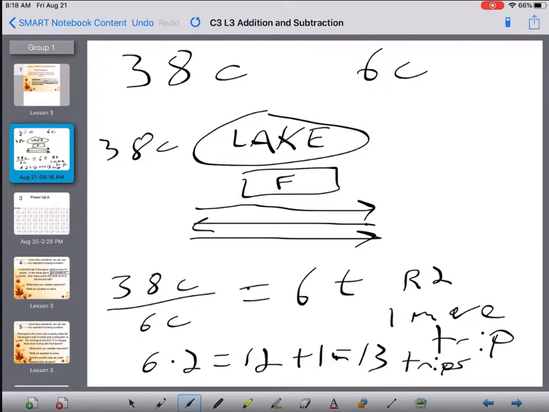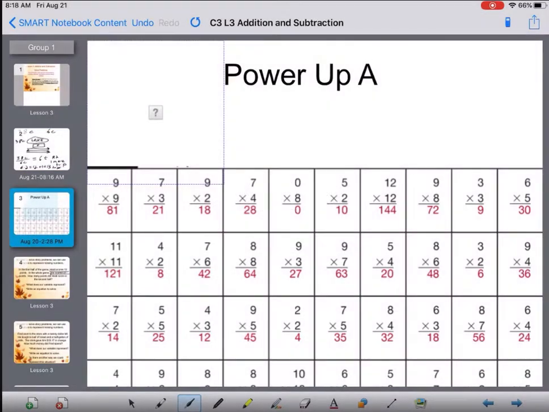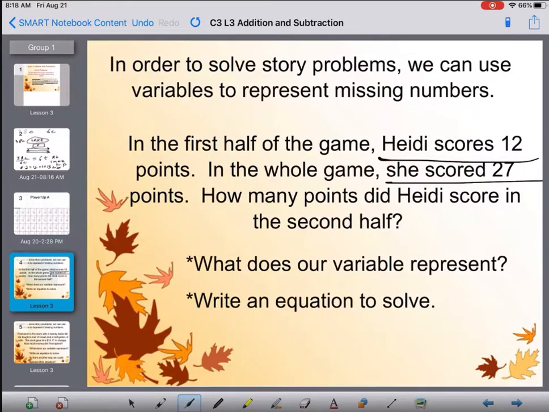All right, so our Power Up A was done on the Google form. Now looking at a few things here. In order to solve story problems, we can use variables to represent missing numbers. Looking at this, in the first half of the game, Heidi scores 12 points. Just going to underline that. In the whole game, she scored 27 points. How many points did Heidi score in the second half? That's what we're trying to solve for.